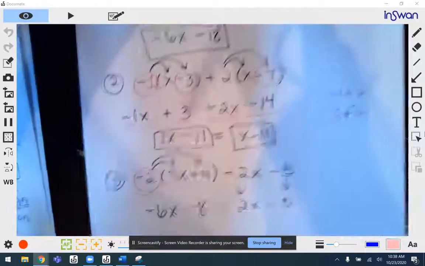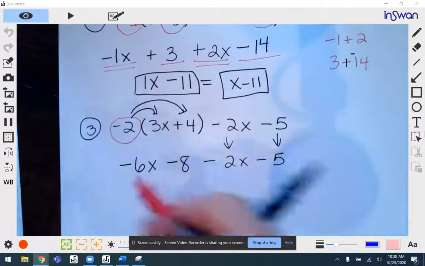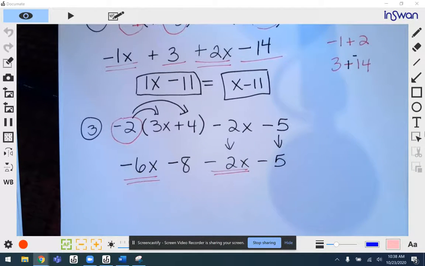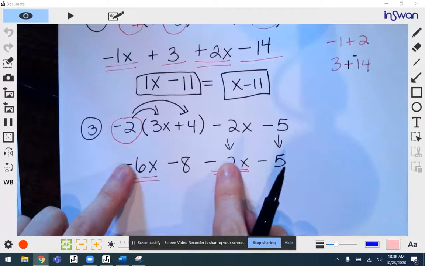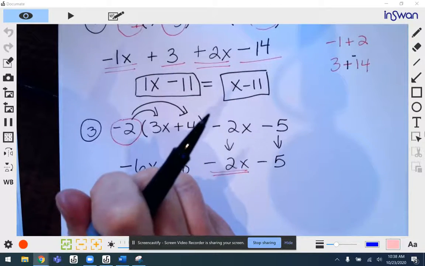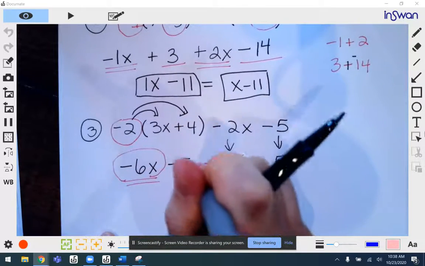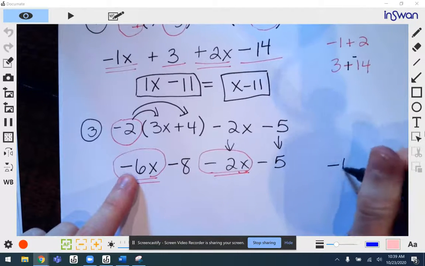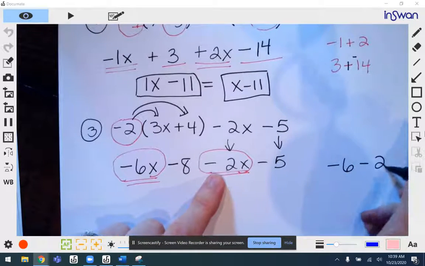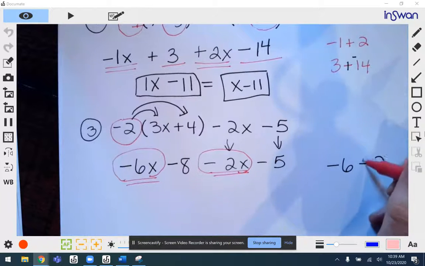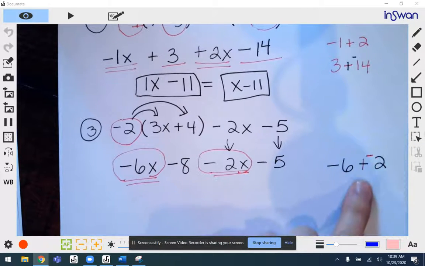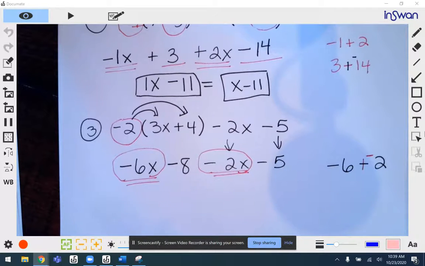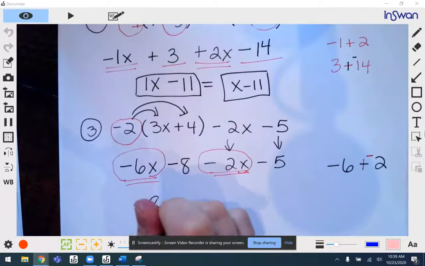Now we're going to look for like terms. We've got a negative 6x and a negative 2x. Be careful to keep the signs with the terms, okay? If it helps, you can circle each one of your terms so that you're sure you've got the correct sign with it. So if I have negative 6 minus 2, remember, we add the opposite sign. I'm adding with same signs. That means I keep the sign and add the numbers. So that would be negative 8x.